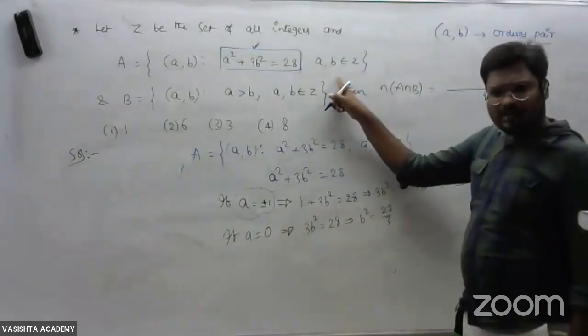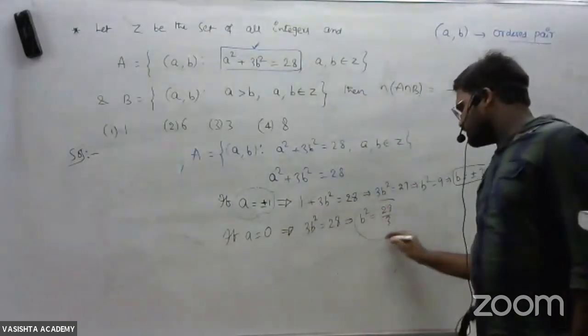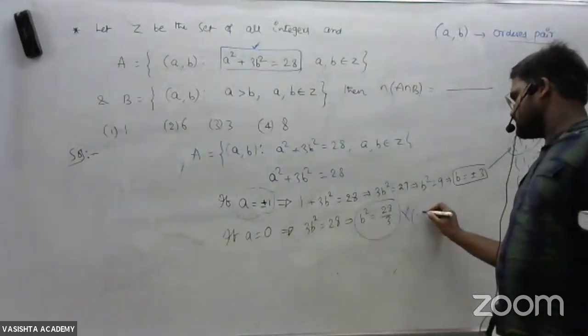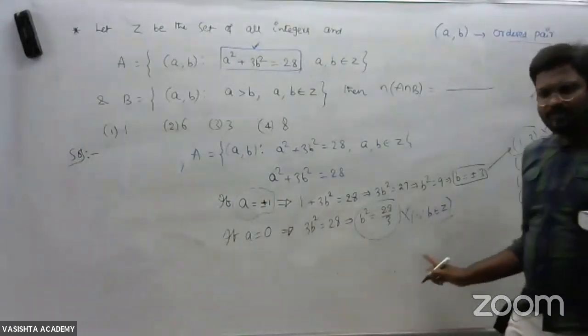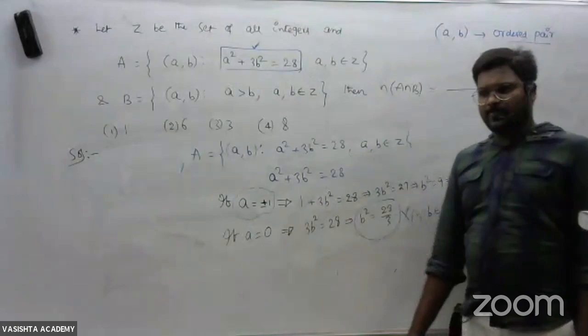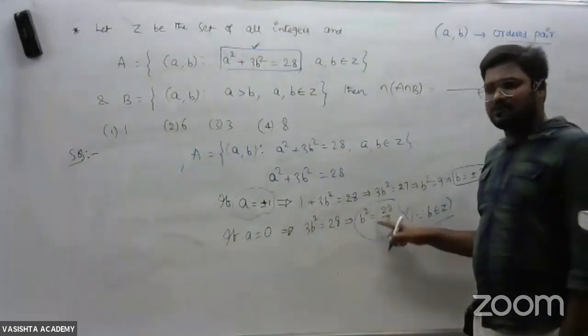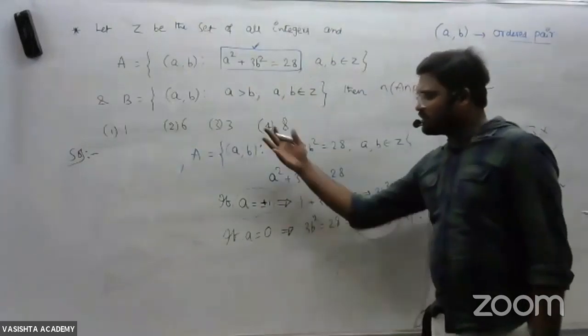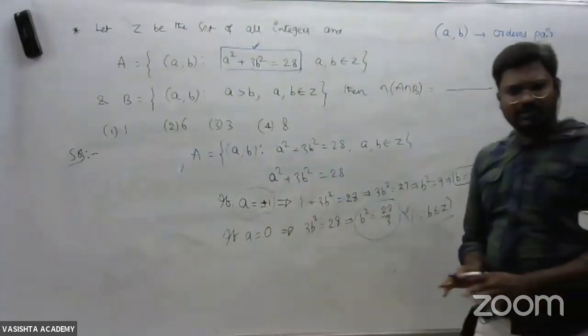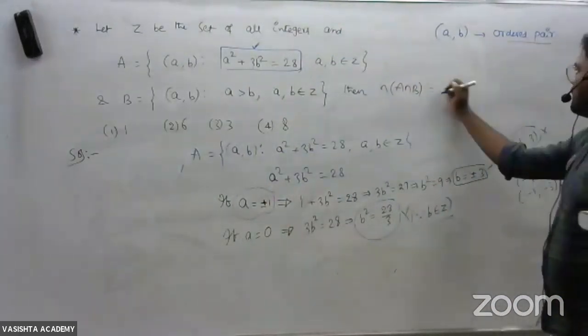So according to the given condition, b square equal to 28 by 3 is not possible, since b belongs to Z. If b belongs to Z, b square also belongs to Z. But here we are getting b square as a non-integer. Understood? So definitely, if a equals 0, we are not getting any possibilities. Are you getting it?